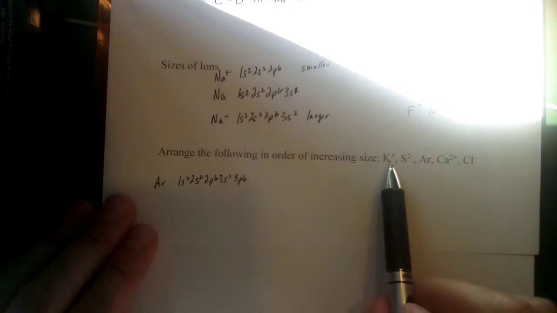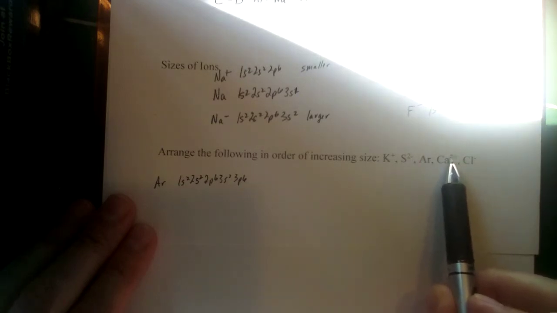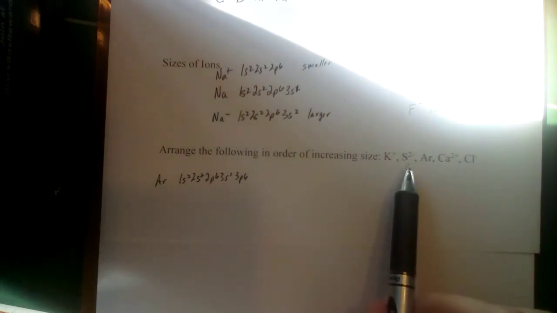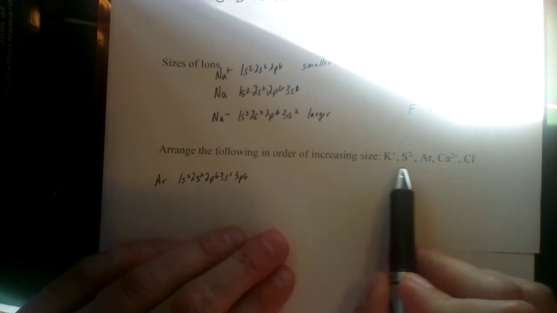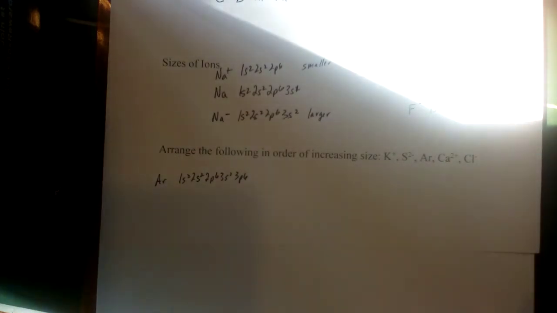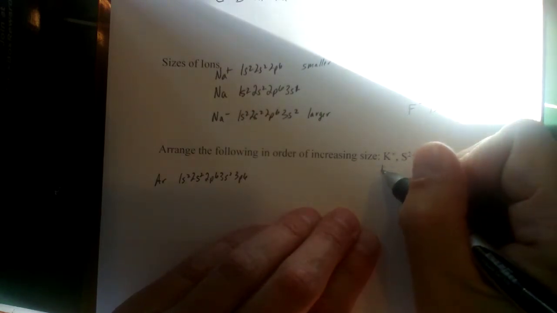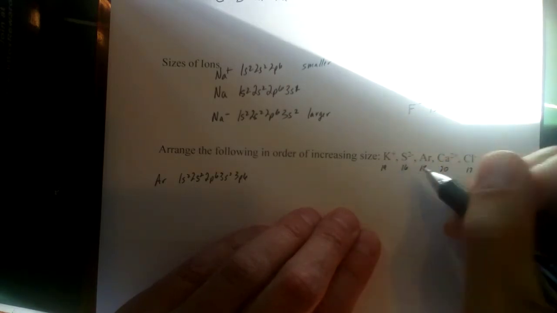Potassium is one more electron than argon, but that electron is removed to make a cation. Calcium is two more electrons than argon, but two of those have been removed to make the cation with the +2 charge. And chlorine has one added electron, and sulfur has one added electron. So the key here will be nuclear charge. The higher the nuclear charge, the smaller this ion will be. The lower the nuclear charge, the larger this ion will be. So let's identify the number of protons in each of these. That'll help us figure out who's got the higher nuclear charge. Argon is 18, potassium is 19, calcium is 20, chlorine is 17, and sulfur is 16.